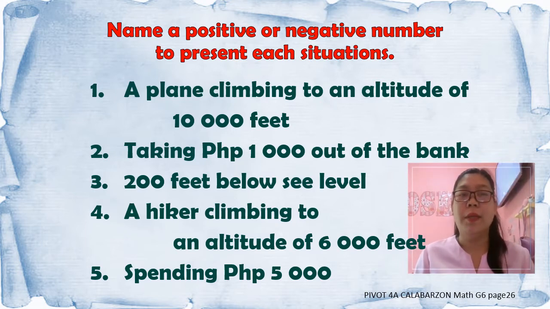Number 1. A plane climbing to an altitude of 10,000 feet. 2. Taking 1,000 pesos out of the bank. 3. 200 feet below sea level. 4. A hiker climbing to an altitude of 6,000 feet. 5. Spending 5,000 pesos. Again, you may pause this video if you need more time in answering.